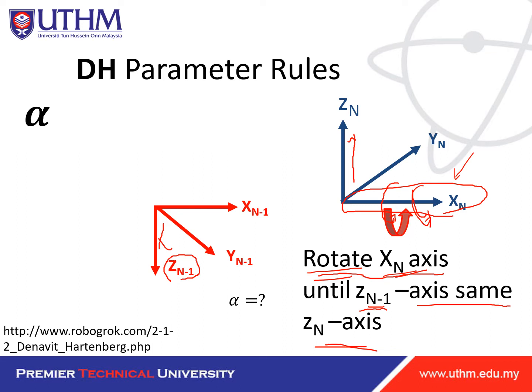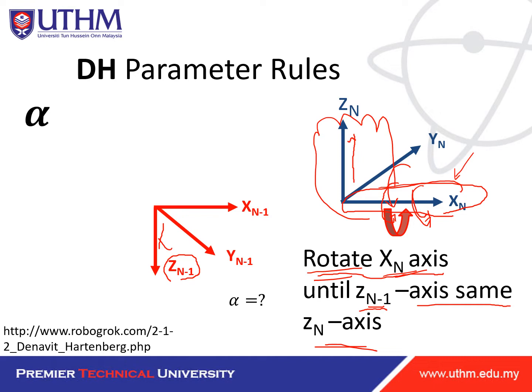Okay. So now this is our finger, and this is our other finger, and this is our palm. So we want to rotate in this way. So if we want to rotate in this way, what do we want to rotate? Why do we want to rotate xn?